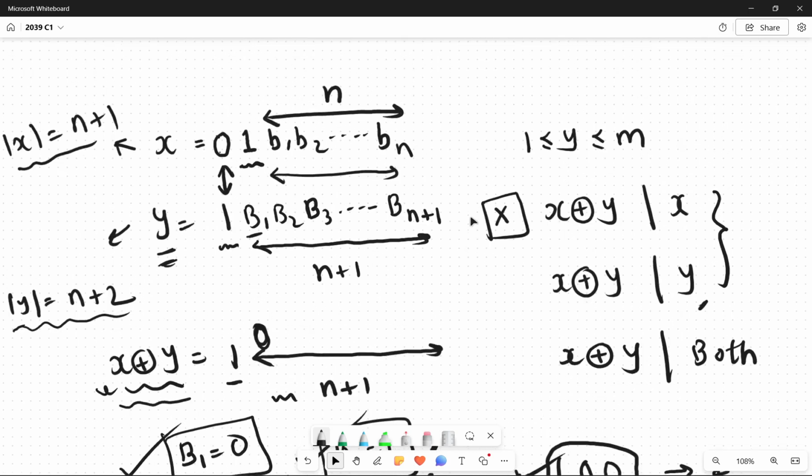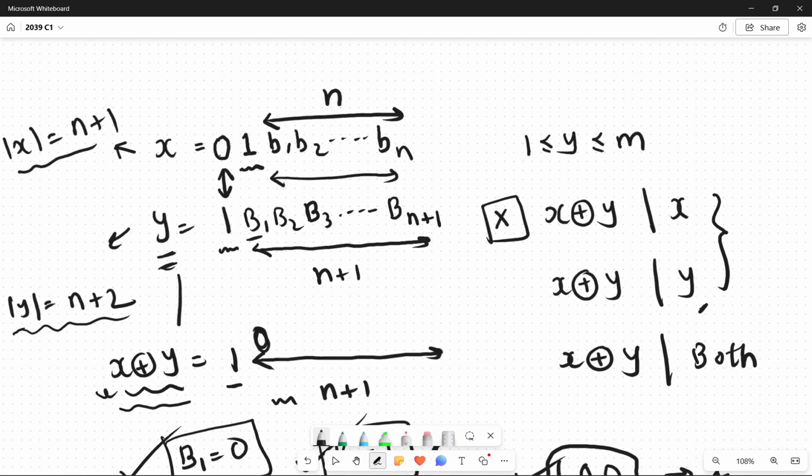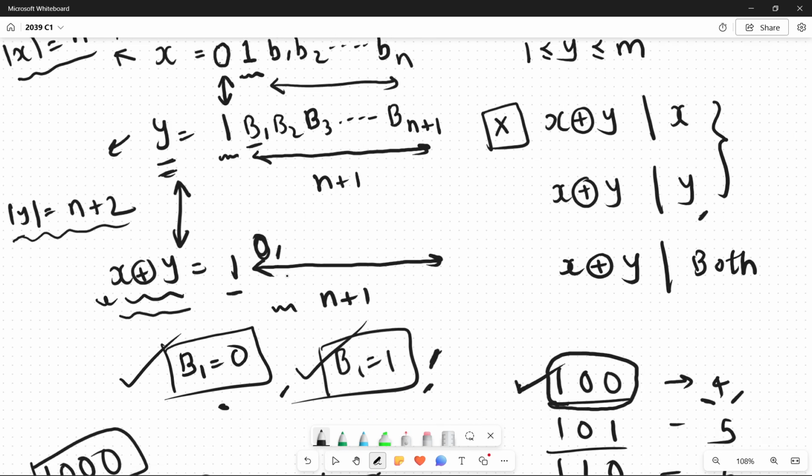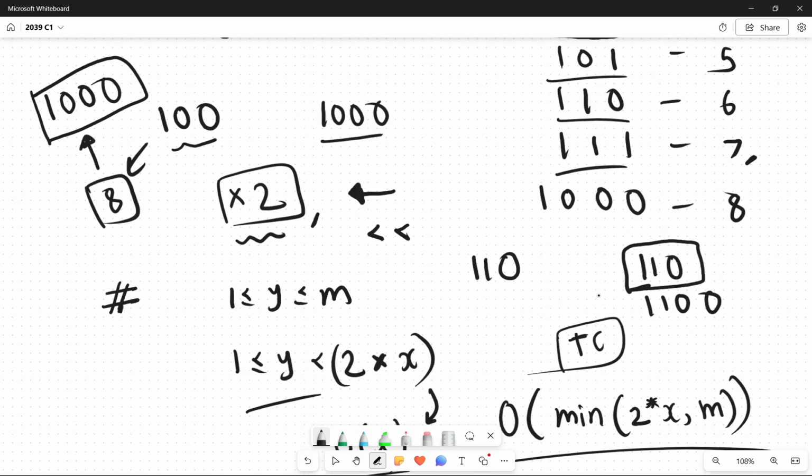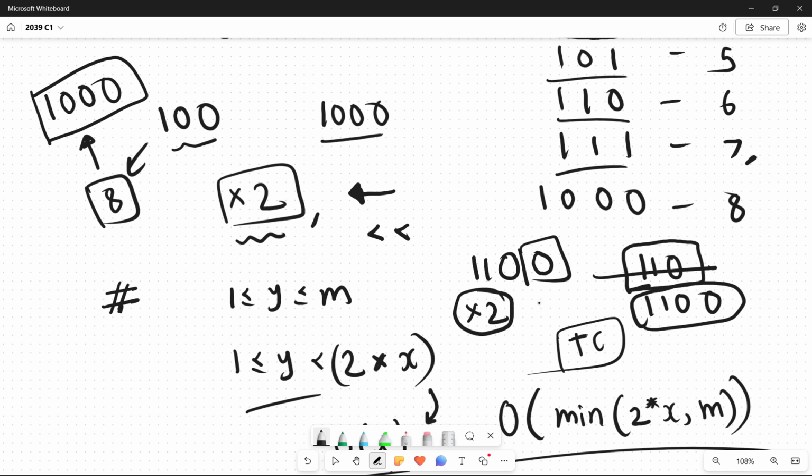Because this number and this number are different in these cases. If b1 is 1, my second bit is 0, so they are different, so it cannot be 6, right? So the next number is basically times 2. If it is times 2, then what are you doing? Basically you are appending one more 0 at the end of the string.